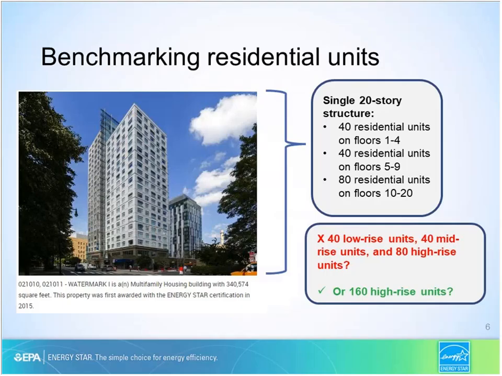So let's walk through an example. When benchmarking the single 20-story multifamily building, the applicant may think to report the 40 residential units on floors 1 through 4 as units in a low-rise setting, the 40 residential units on floors 5 through 9 as mid-rise, and the 80 residential units on floors 10 through 20 as high-rise. But because all of these units are in a single high-rise structure, all 160 units in this building should be classified in the high-rise setting.